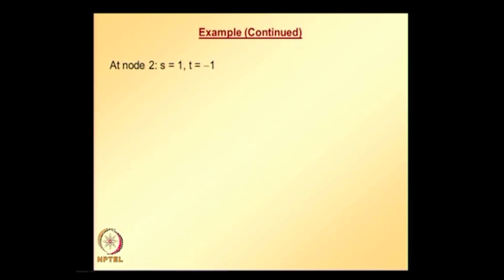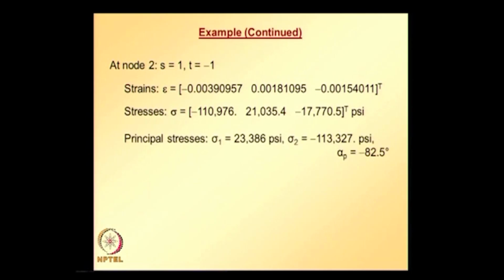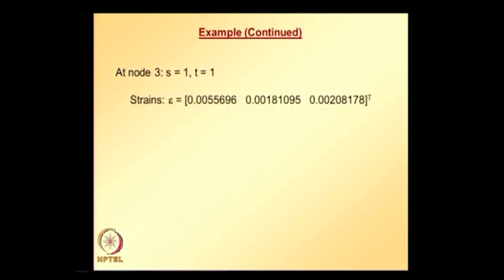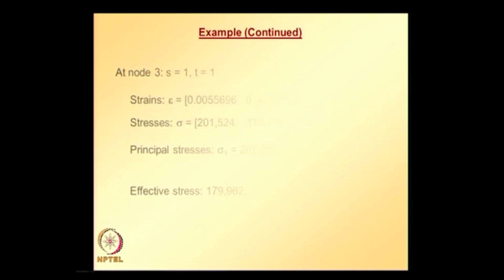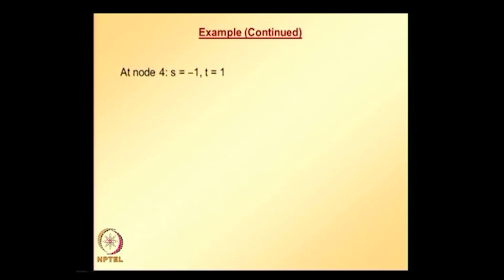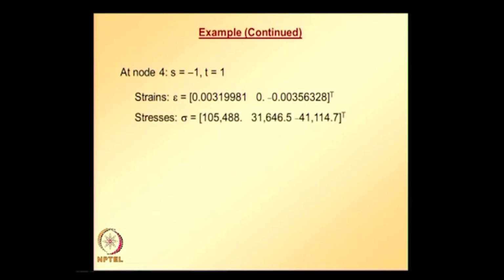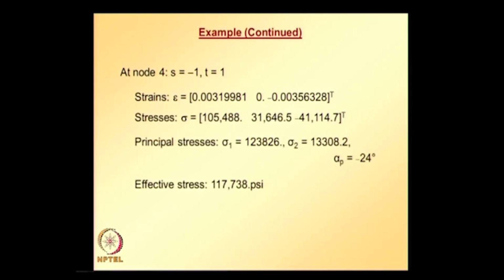Similar calculations can be repeated at other nodes by taking appropriate S and T values. This is at node 2, node 3, and at node 4, and please note that the element centroid corresponds to S is equal to 0, T is equal to 0.